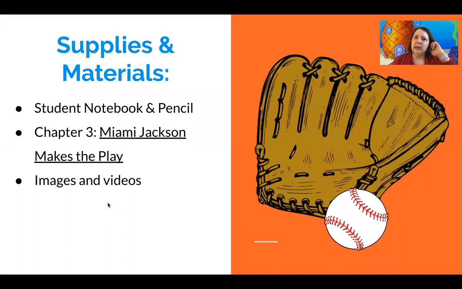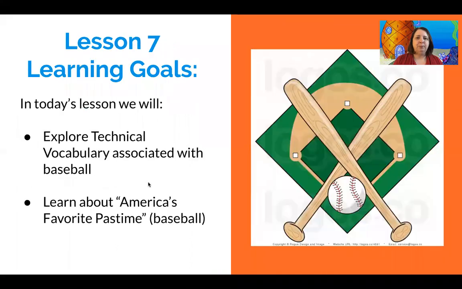But before we do that, I just want to remind you, you're going to need your notebook and your pencil. There is a chart for technical vocabulary that you're going to copy into your notebook. Chapter 3 of Miami Jackson, which is at the end of this presentation, and I have some images and videos. Those videos were a little bit of a problem yesterday, but I have put those videos in the comment section of this video clip, so you should be able to get to those without a problem.